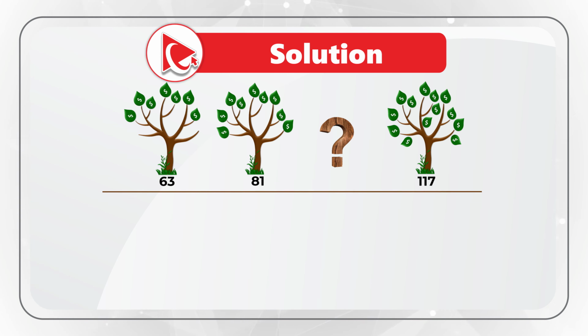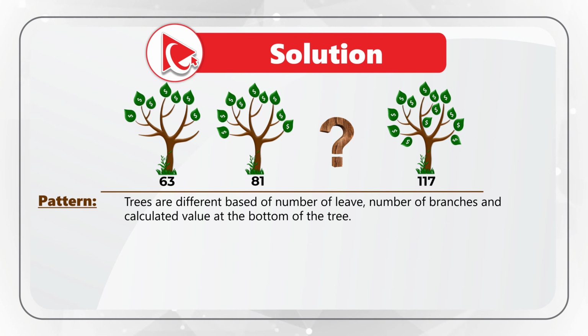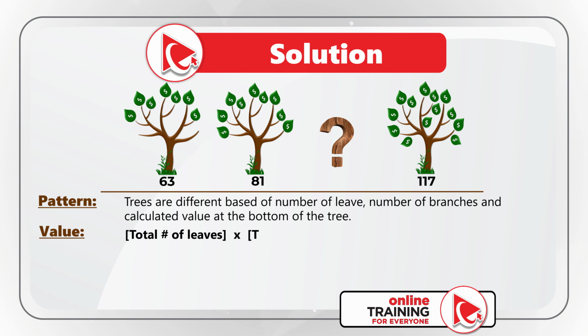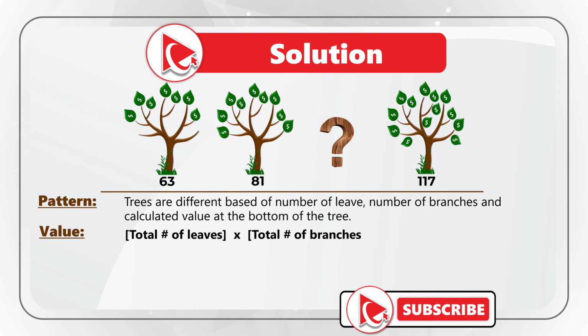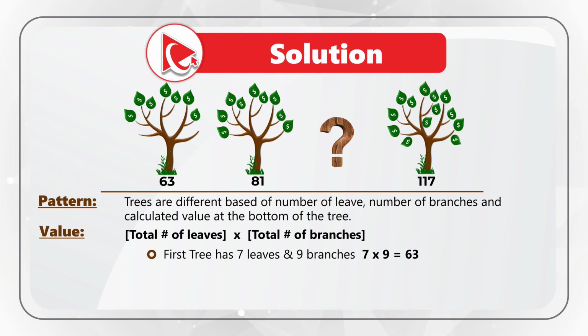In this picture, each tree is different based on the number of leaves, number of branches, and calculated value at the bottom of the tree. And to calculate the value, you need to multiply the total number of leaves by the total number of branches on the tree. For example, the first tree has 7 leaves and 7 branches, and the number at the bottom is calculated as 7 by 9 equals 63.